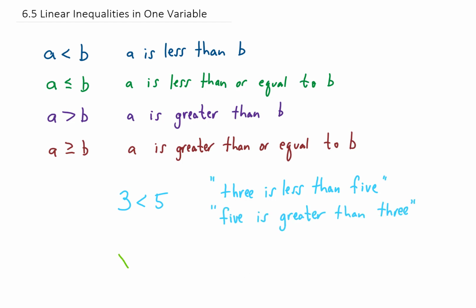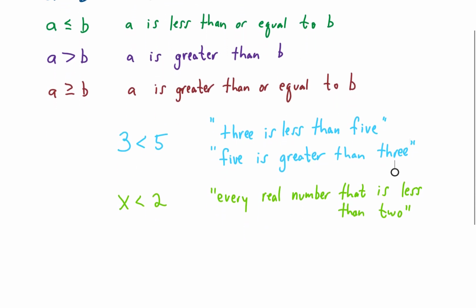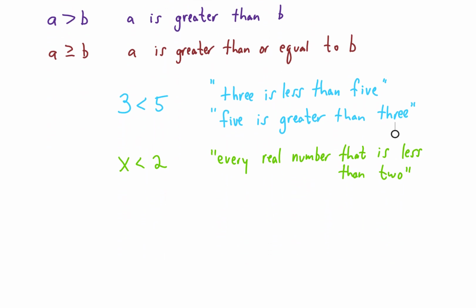If we write down this statement, that reads x is less than 2, and it means every real number that is less than 2. Now we could start making a list of all of the real numbers that are less than 2. But as you can see, there's no way to write every single number that is less than 2. So instead, we try to represent this inequality with a number line.